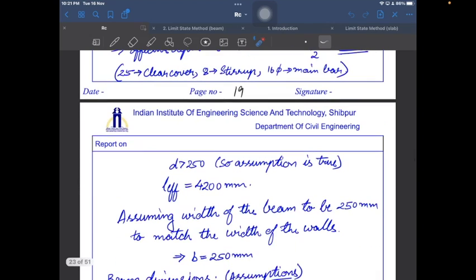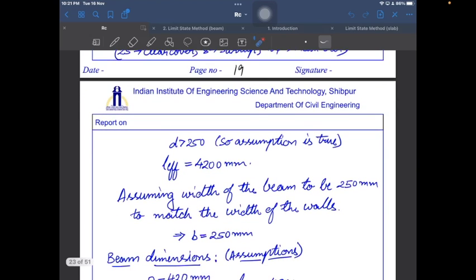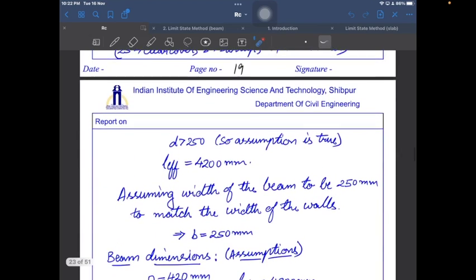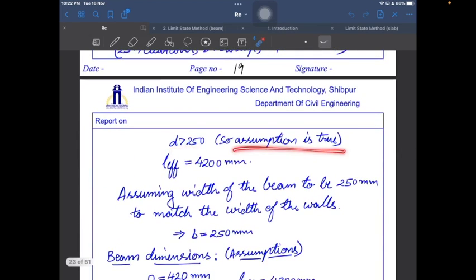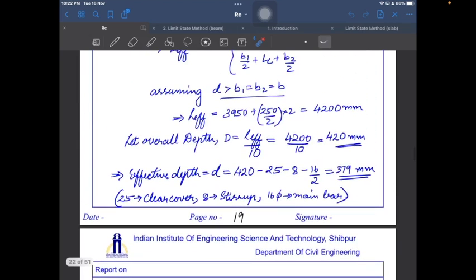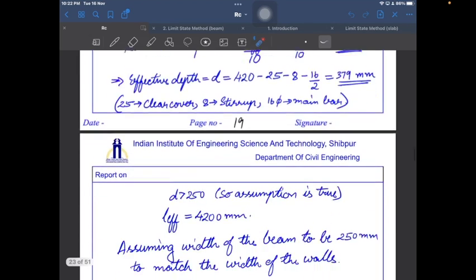So the next part is our assumption: D is greater than 250. We have assumed D is greater than B, so our D is greater than 250. So our assumption is true. So L effective remains same. L effective calculated here remains same.